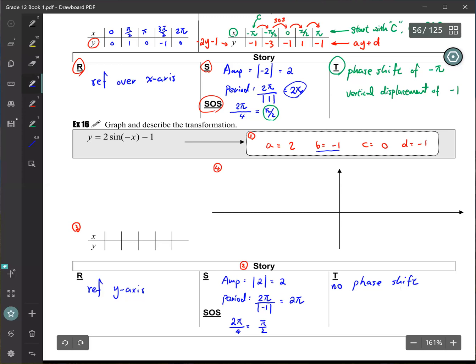Okay, and then what's the vertical displacement? Ray? -1. Yep, vertical displacement of -1.